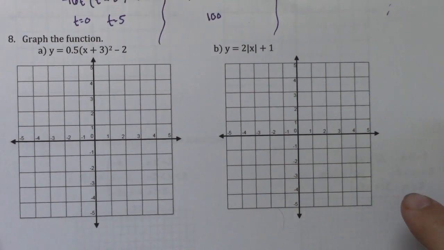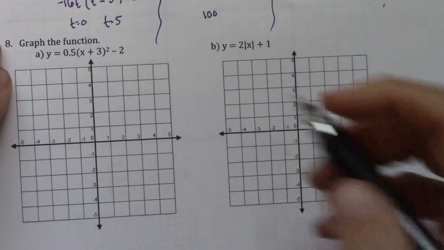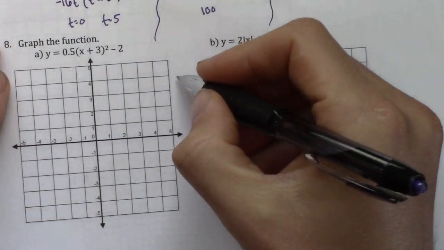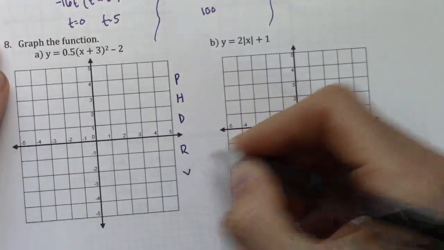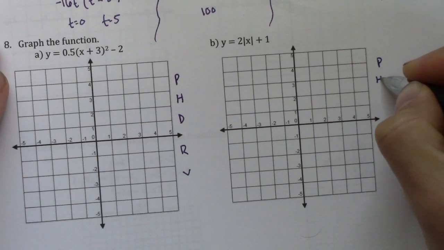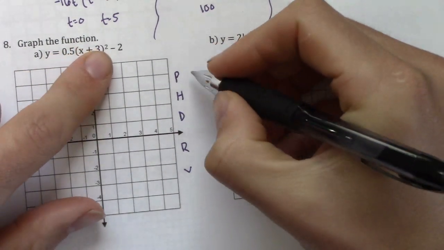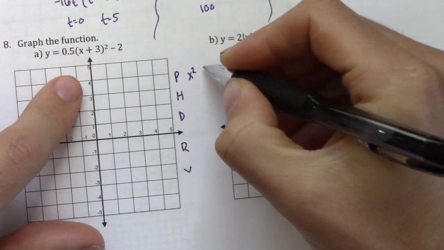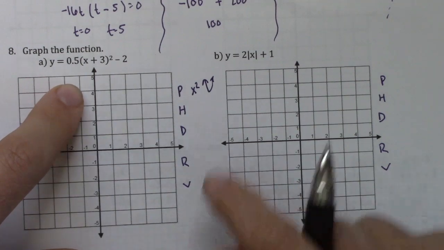Graphing these functions, we've got some PhDRV fun. So right now, PhDRV, I'm going to list that off. I'm going to do this one right here, PhDRV. I'm going to go ahead and write it for both, because why not? PhDRV, good times. My parent function is x squared, quadratic. That means I am thinking that it is this up U shape.